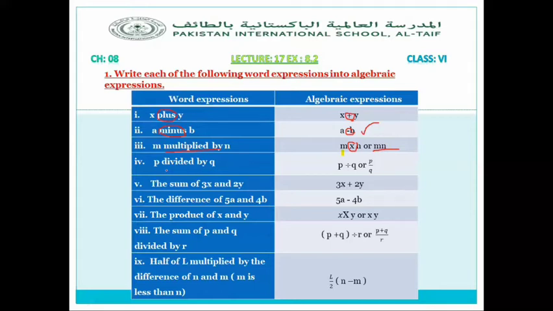Here part number 4, p divided by q. I have put the underline for your information to understand that divided by will be replaced by its sign, the division sign. The sign of division is like here. We can write p divided by q, or in fraction form we can write p over q. We can write both of these answers.